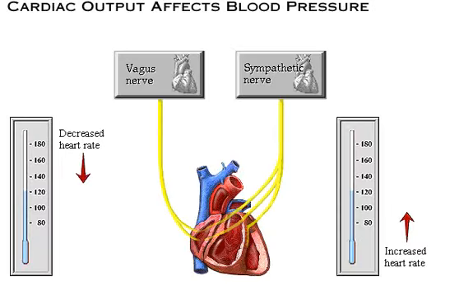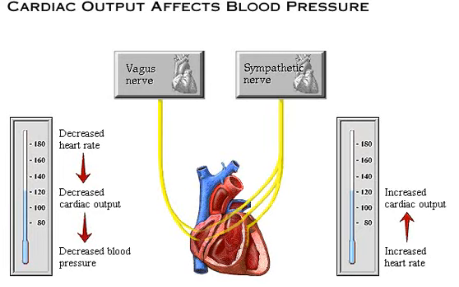So far, we have looked at how peripheral resistance, vessel elasticity, and blood volume affect blood pressure. Cardiac output also has a direct effect on blood pressure. Anything that decreases cardiac output also decreases blood pressure because there is less pressure on the vessel walls. Conversely, an increase in cardiac output results in increased blood pressure.